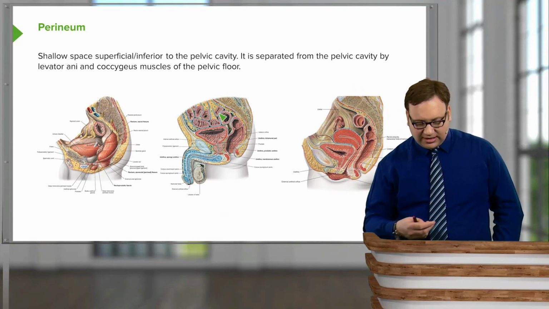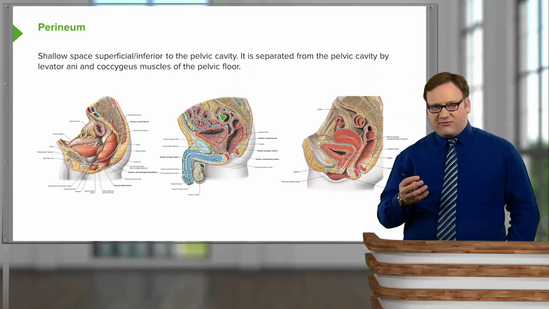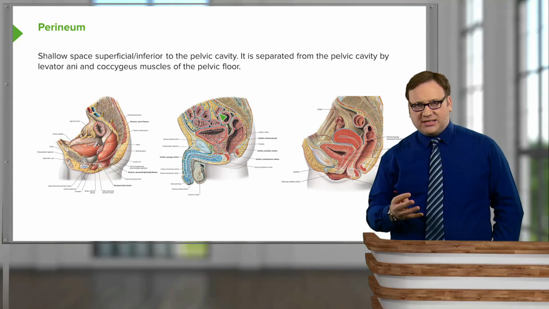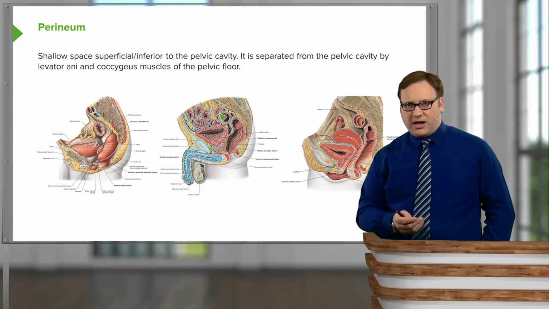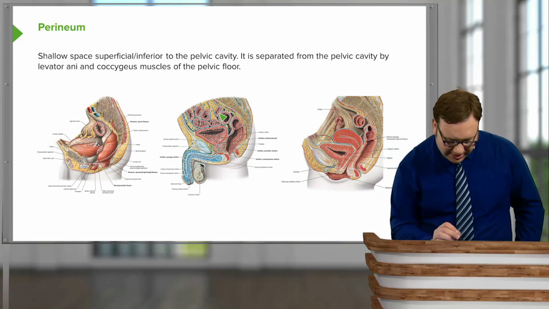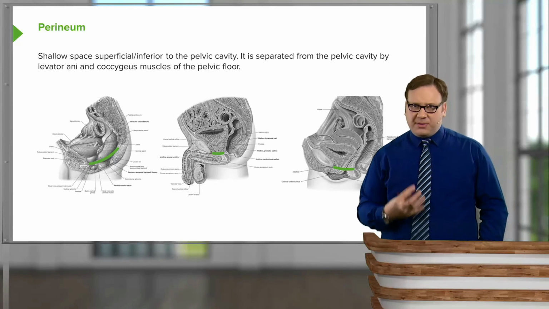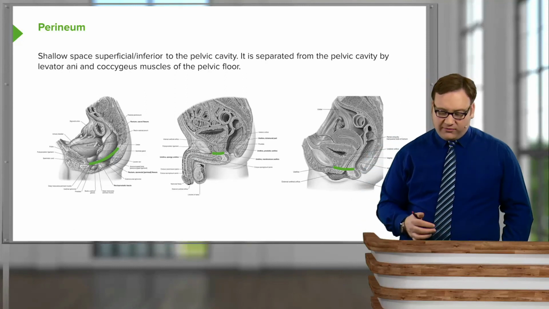Here is just a sentence which summarizes what we're going to do. It's this: investigate this shallow space, superficial, inferior to the pelvic cavity. And it's levator ani, these muscles that we've been indicating, which we looked at in the previous lecture. Levator ani is going to be the partition that forms the pelvic floor that separates the perineum from the pelvic cavity.